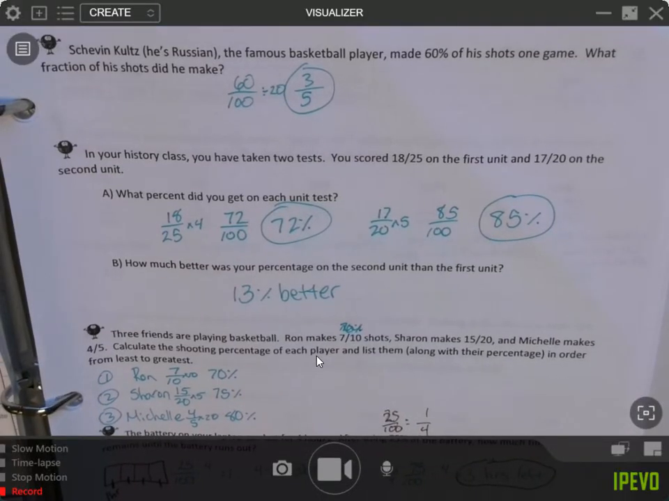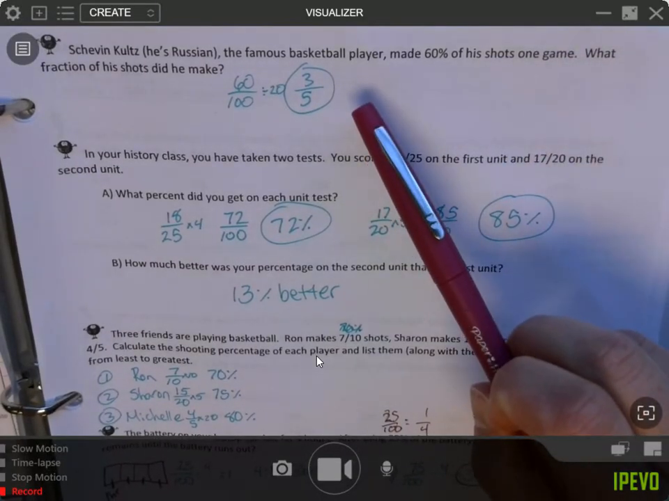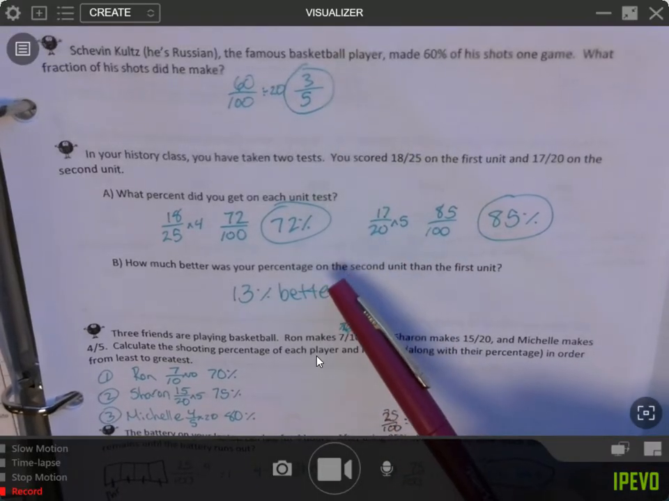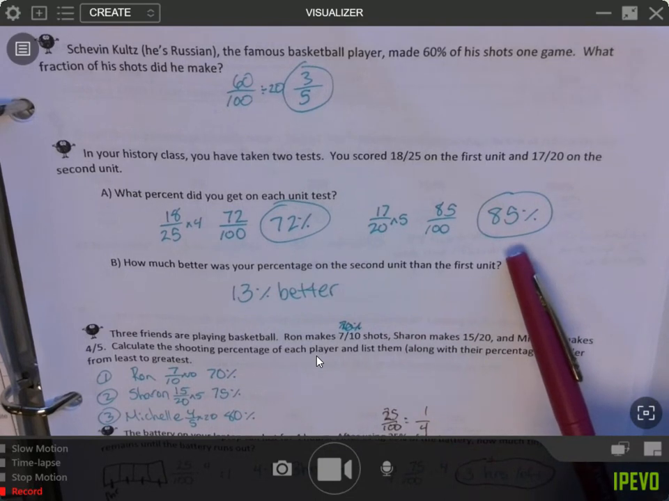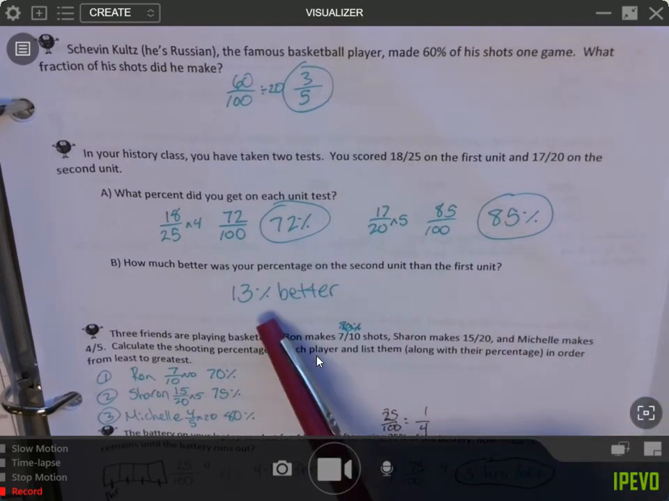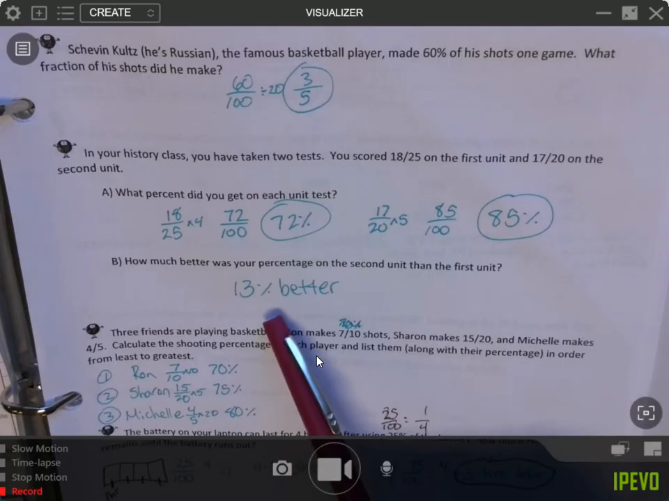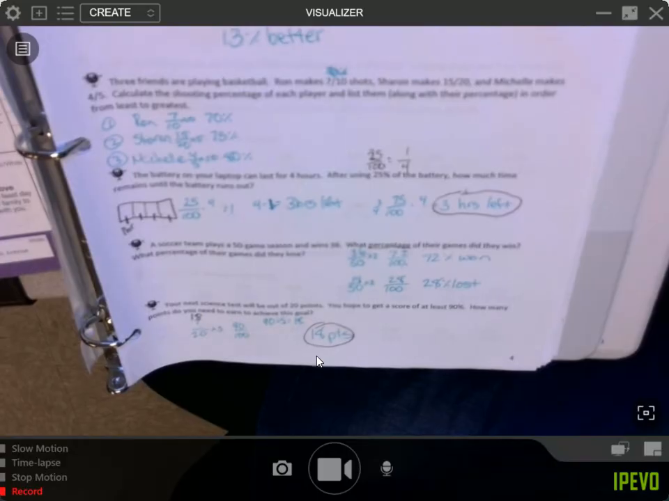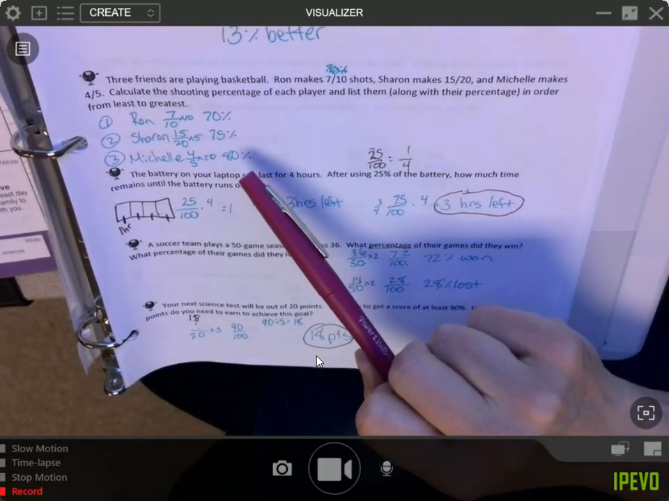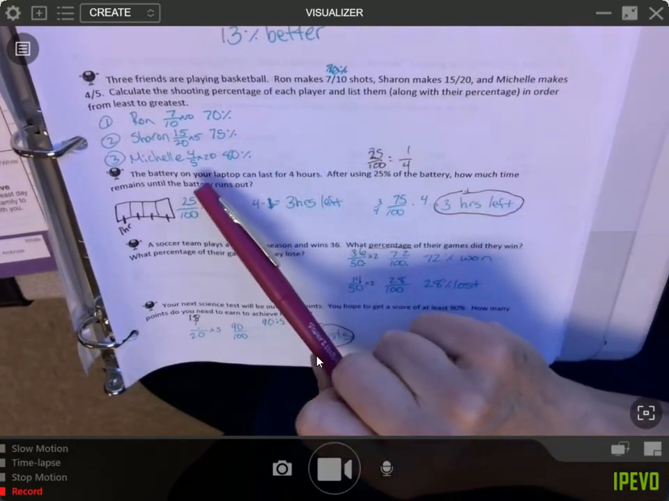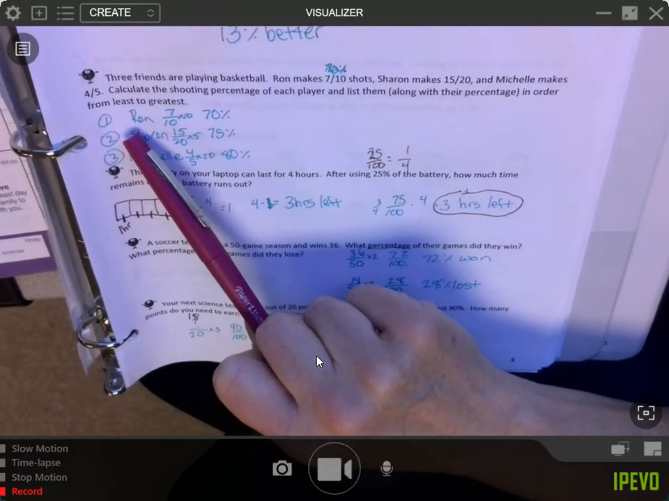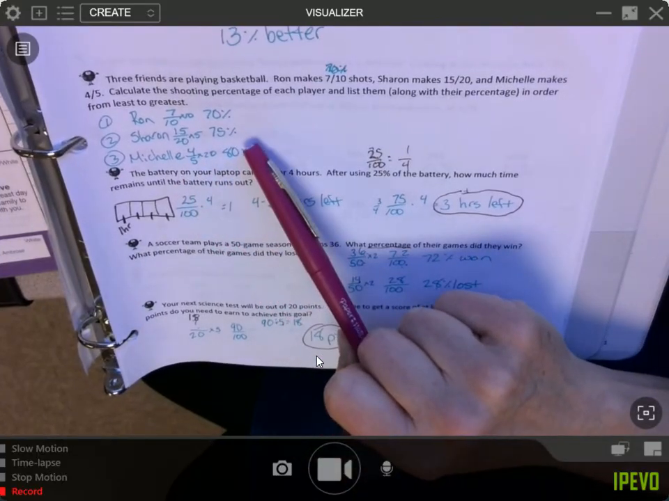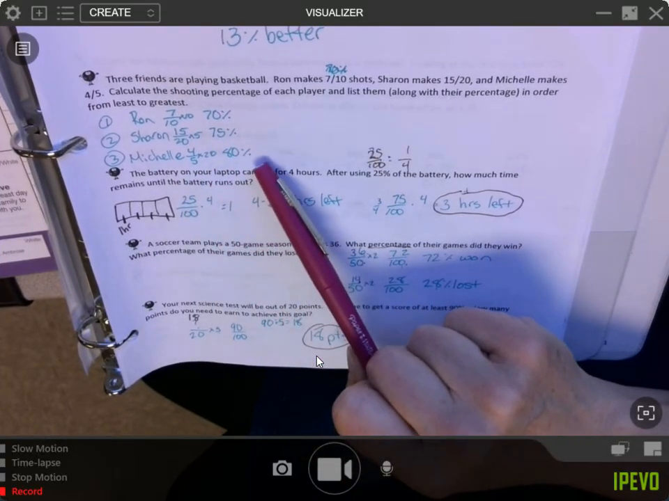Okay, so how many shots did he make? He made 3/5 of his shots. In history class, we had 72% and 85% as our scores, and the second test was 13% better. We did those ones together. These ones you were doing on your own. We had to put them in order with their percentages. So first, with the lowest one, is Ron at 70%, then Sharon at 15%, then Michelle at 80%.